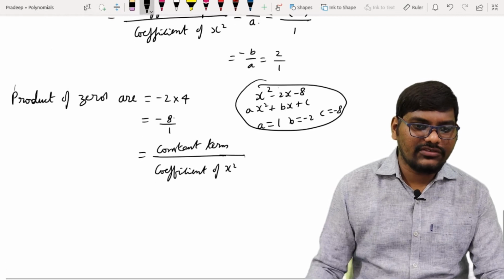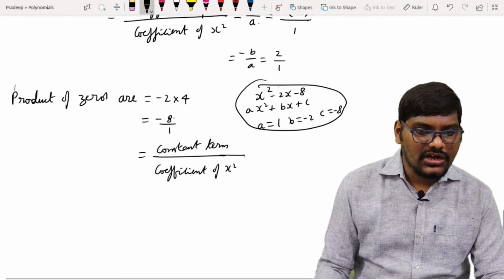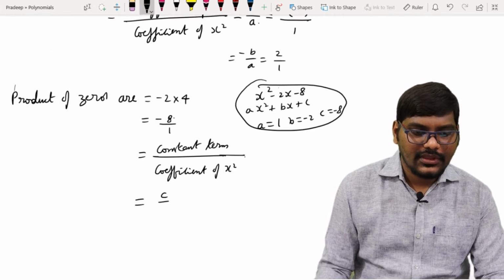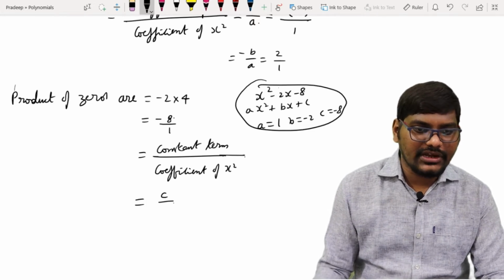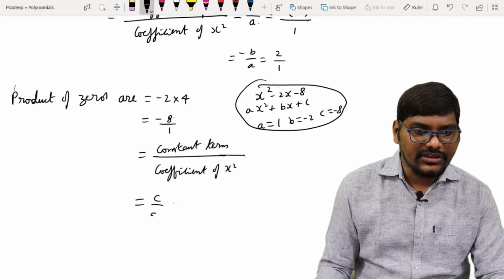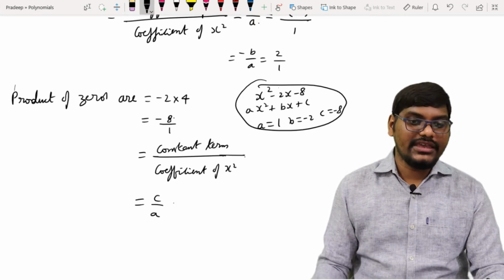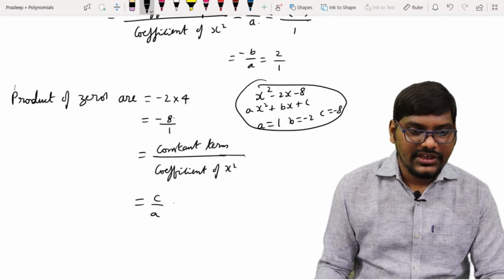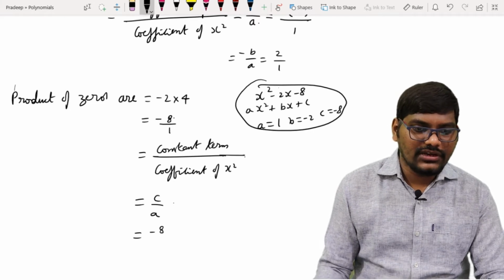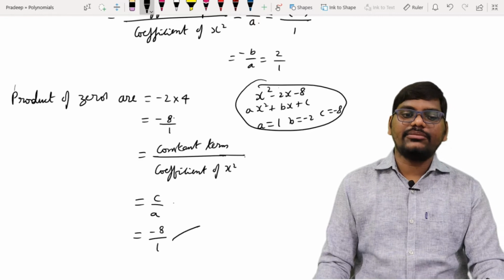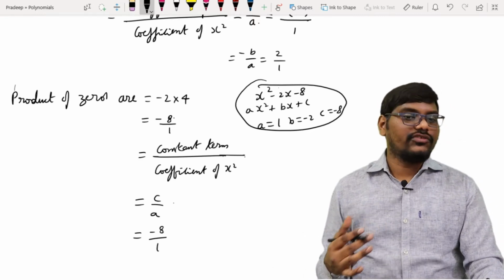Constant term in the sense, what is that we will be taking? Constant is c, right? And what is the quotient of x square? X square quotient is nothing but a, so we can write this as c by a. So what is c by a here? C is minus 8, and a is 1. So minus 8 by 1 is the value which we are getting.